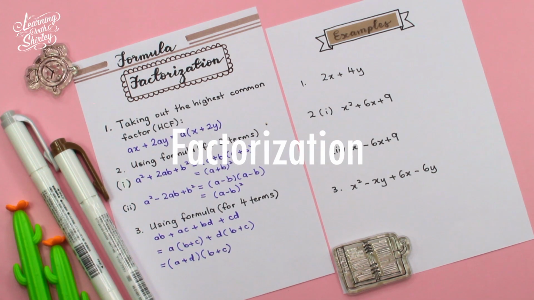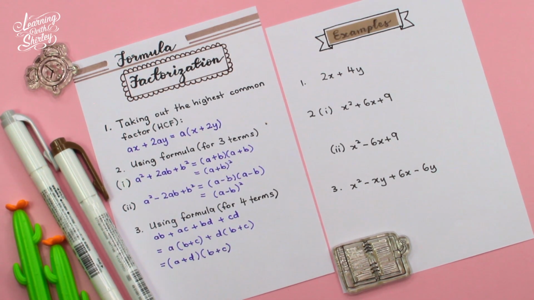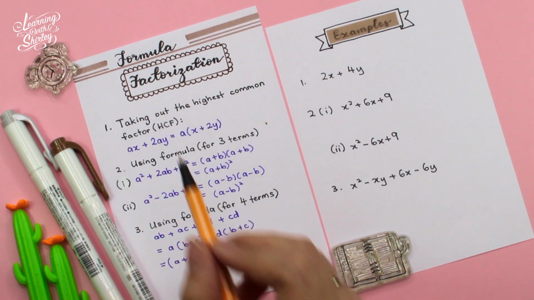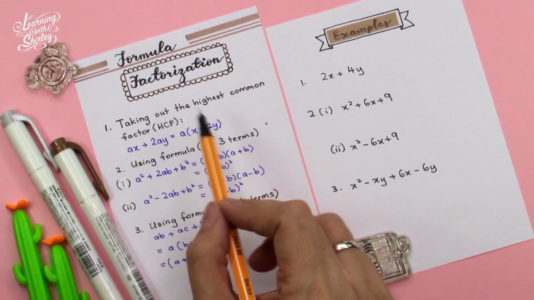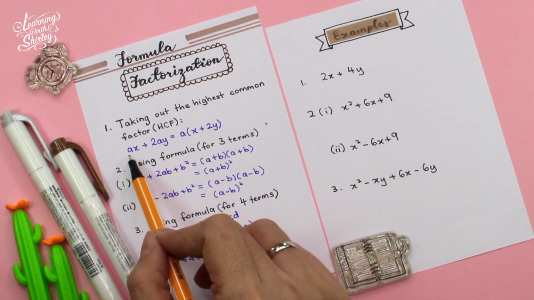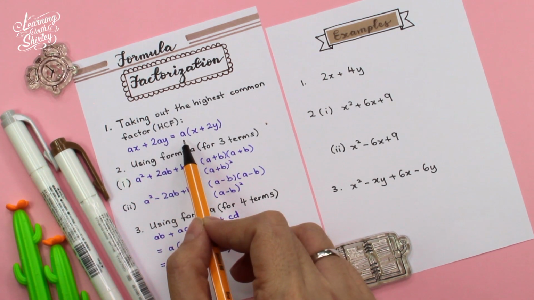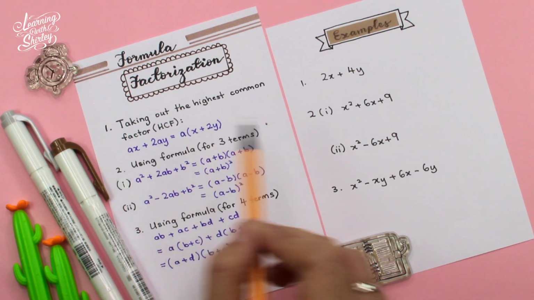Before we go through the examples, we have to learn the 3 methods of factorization of algebraic expressions. Method number 1 is to take out the highest common factor, which is HCF. For example, ax plus 2ay, so the highest common factor is a here and a here. So we take out the a, so in the bracket will be x plus 2y.